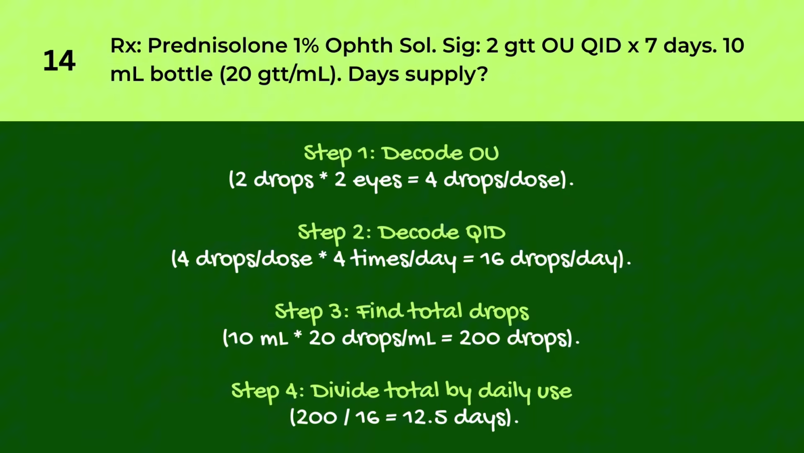Step 1 is decoding OU. That means both eyes. So 2 drops times 2 eyes equals 4 drops per dose. Step 2 is decoding QID, or 4 times a day. 4 drops per dose times 4 times a day equals 16 drops per day. Step 3 is finding the total drops in the bottle. 10 milliliters times 20 drops per milliliter is 200 drops total. Finally, we divide 200 total drops by 16 drops per day. That equals 12.5. Think about how we round this day's supply.